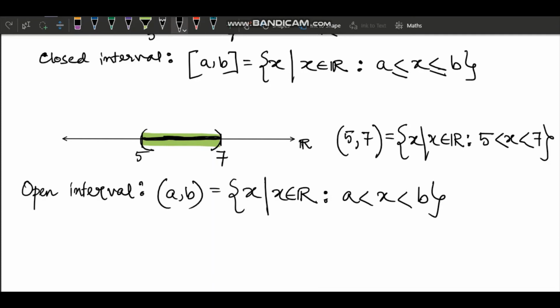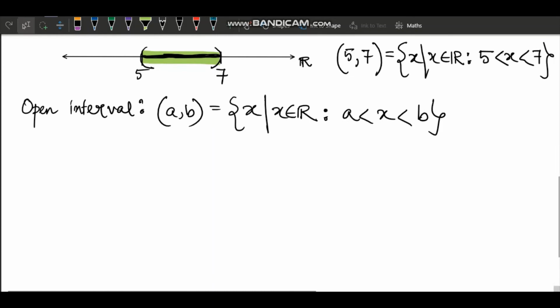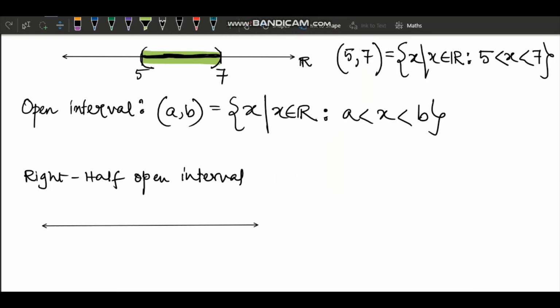So in the same way, it can be a combination of one side being open and one side being closed, right? So there can be two more cases. So we can have right half open interval. Right half open interval, as the name suggests, the right half is open but the left half is closed. That is, the right door is open but the left door is closed. So the number which is standing next to the right door can move out, but the number which is standing next to the left door cannot move out.